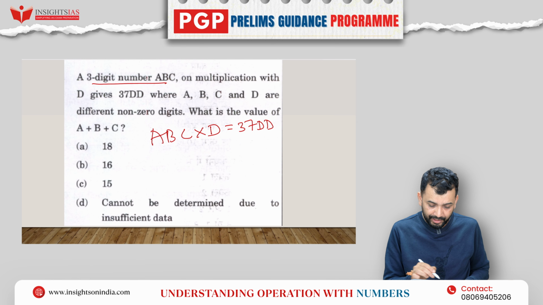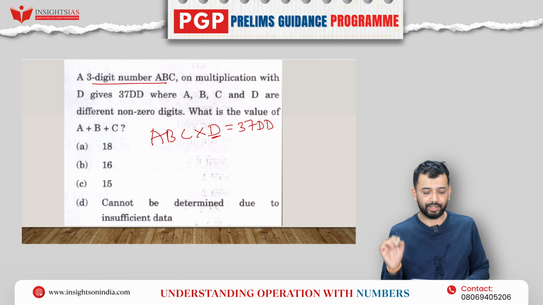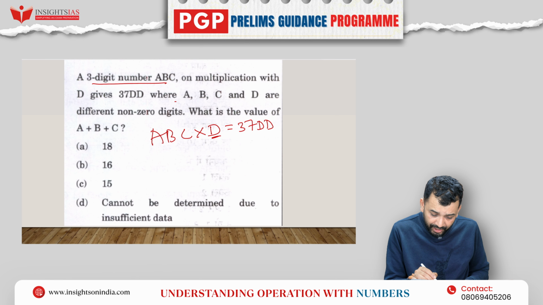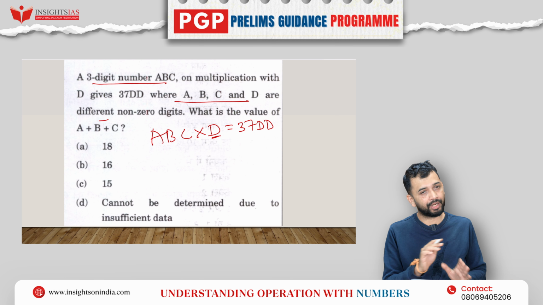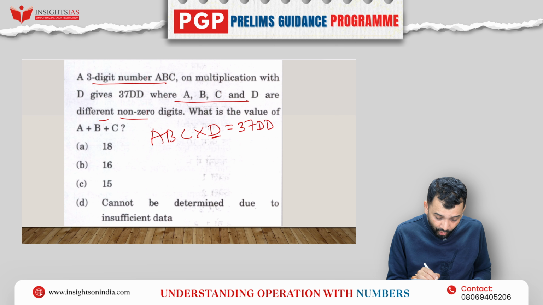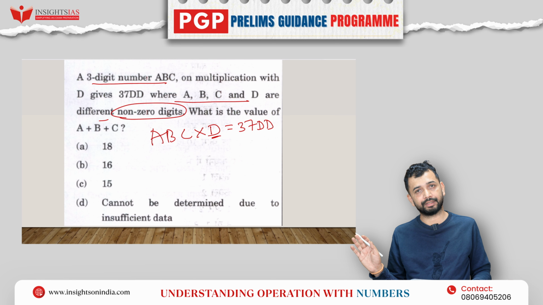37DD. Whatever the digit here, it is repeating twice. And whatever is given, A, B, C, D are different, so they are not the same. Next, they are non-zero digits. Nothing is 0 here.